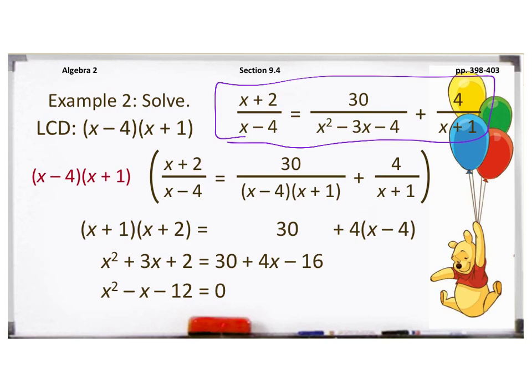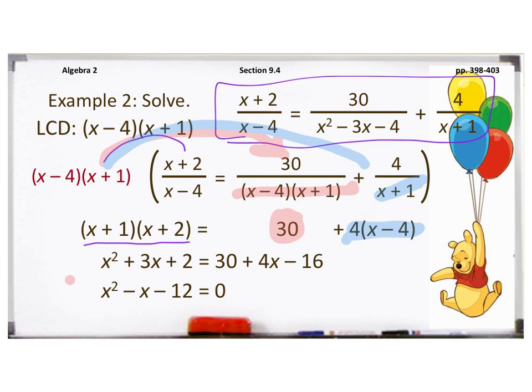Okay, so if I multiply both sides by that lowest common denominator, when I multiply it here, the x minus 4's cross out, I end up with x plus 2 times x plus 1. All right, when I multiply it times this term, the x minus 4 and the x plus 1 cross out, leaving me with 30 all by itself. When I multiply it times the final term, the x plus 1's cross out, leaving me with 4 times x minus 4.